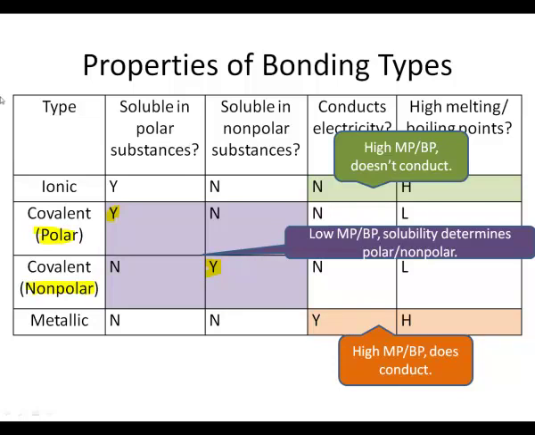So the table here, this is stuff that you need to know and have committed to memory. The way you would use this is if I had some unknown substance, substance A, and I were to find out that it did not conduct electricity and it had a high melting and boiling point, then I would know that substance A must be ionic. So that's the way that you'll use this table.